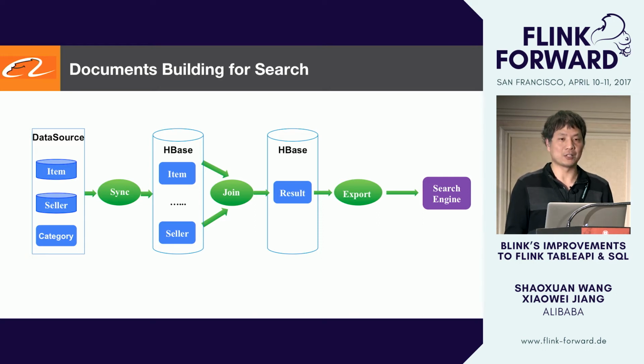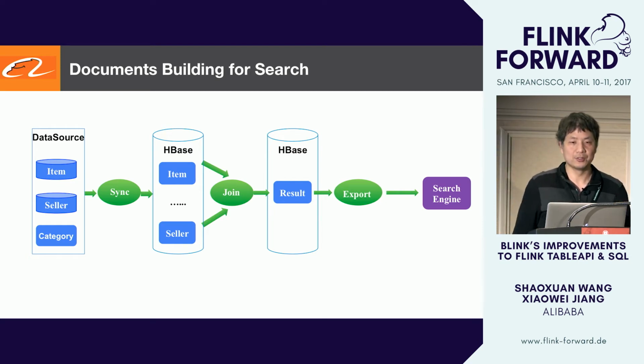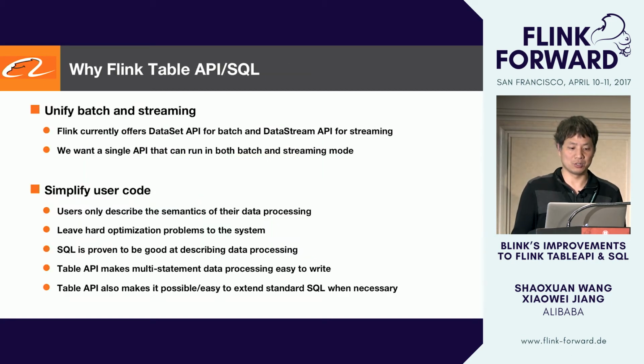So we figured out there are two things we can make better in the current system. The first one is we have two pipelines: the first is the batch pipeline, the second is the streaming pipeline. Today, Flink provides the DataSet API to do batch processing and the DataStream API to do streaming processing. Because these two sets of APIs are different, we actually need to have two separate code bases for the batch pipeline and the streaming pipeline.